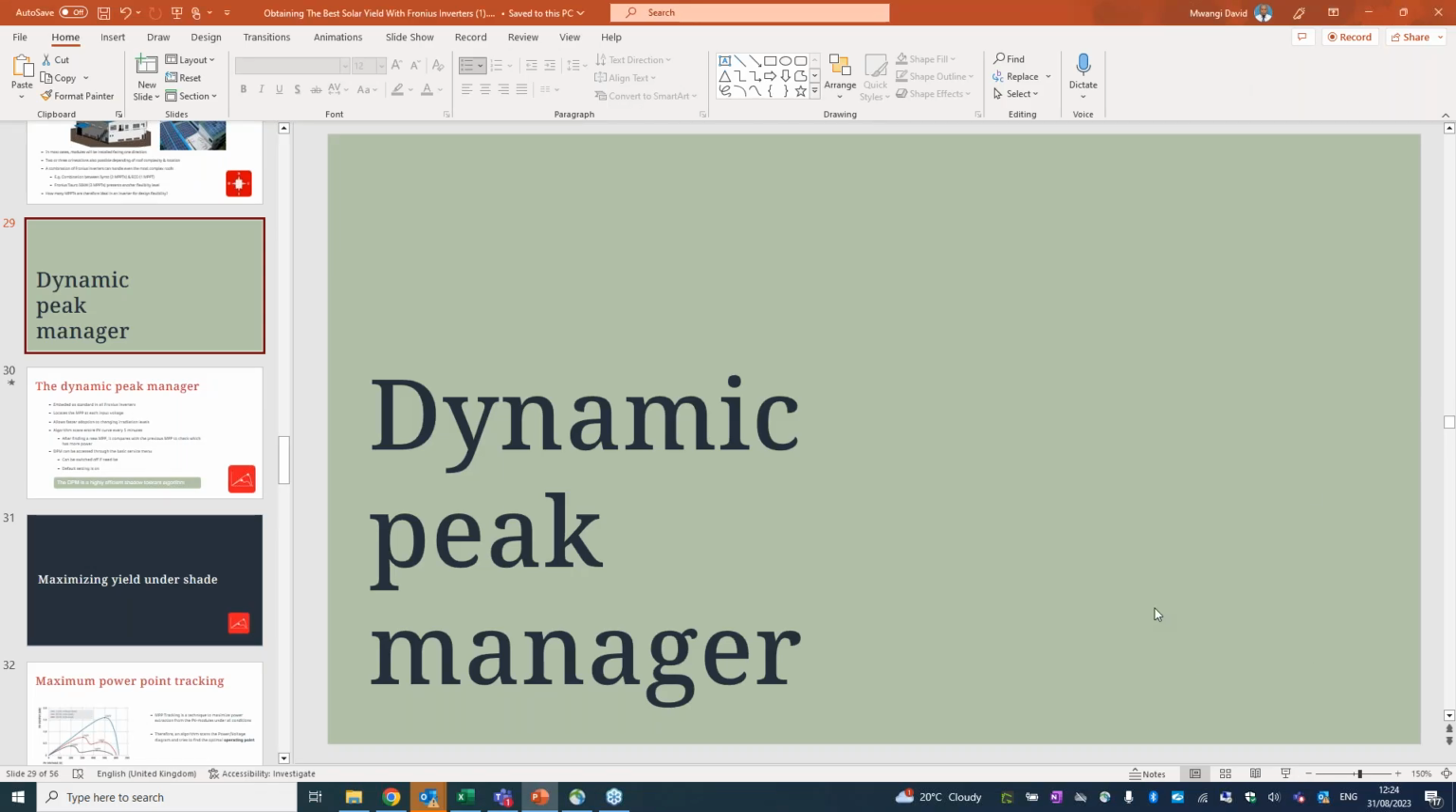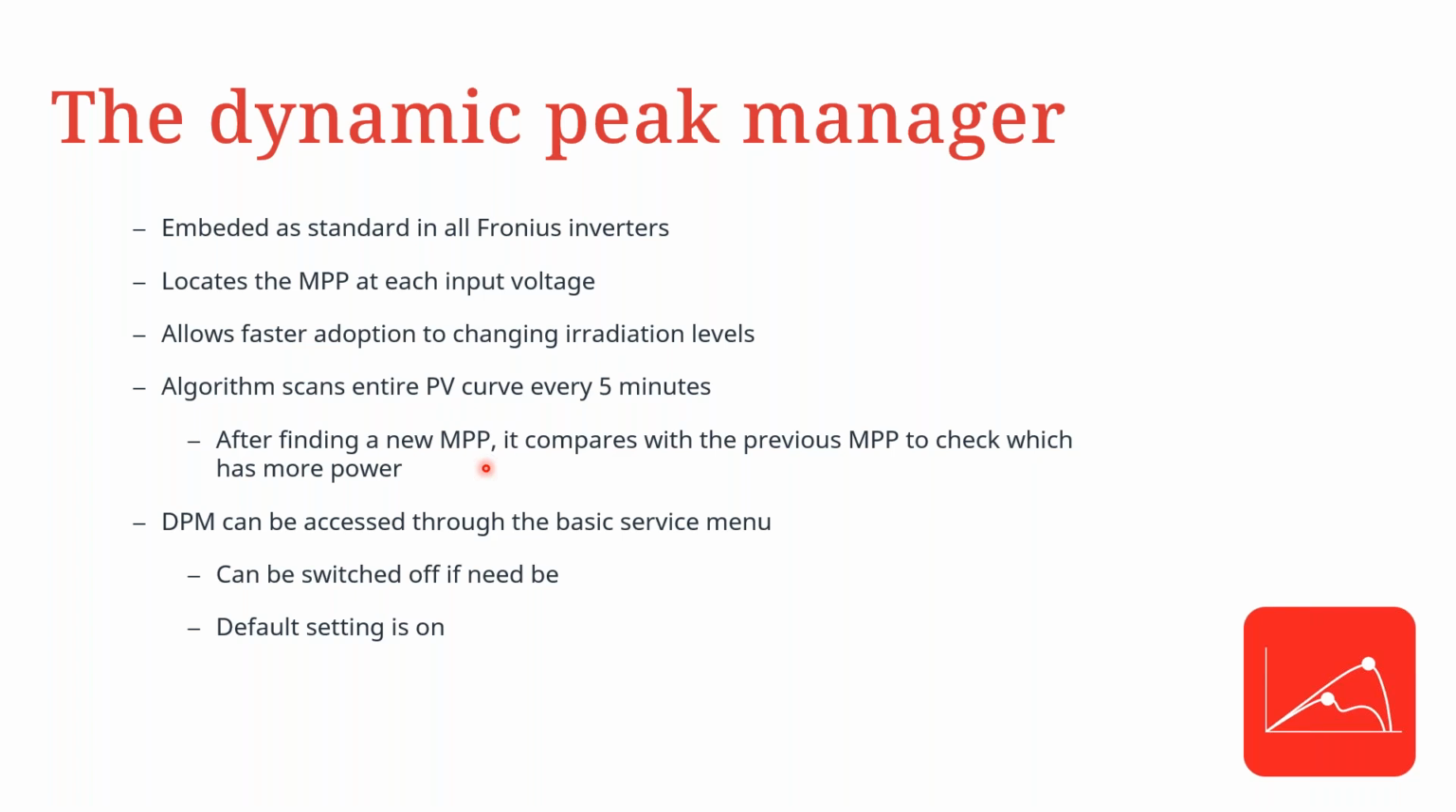Thank you, Byron, for the first part of the presentation. So I will now be taking over and take you through the remaining bit of it, starting with the dynamic peak manager. So the dynamic peak manager, as far as Fronius inverters are concerned, is a technology that is embedded as standard in all Fronius inverters. In addition to the normal MPPT algorithm, the dynamic peak manager is assisting the inverter to look at the best operating point as far as maximum power is concerned.